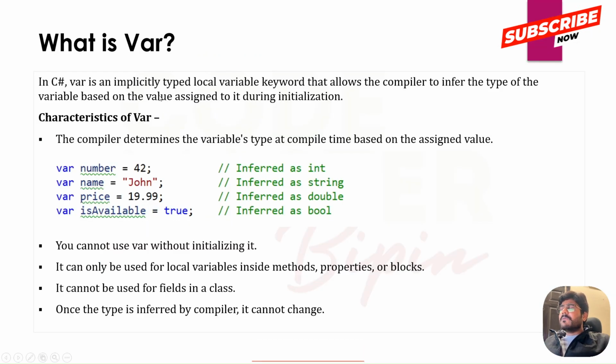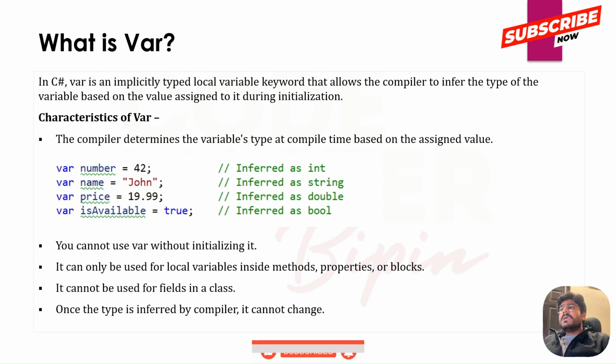Now we have one keyword available in C#, var, and another keyword in C# is dynamic. First of all, we are going to understand what is var and how it can be used in our project. In C#, var is nothing but an implicit typed local variable that allows your C# compiler to infer the type of the variable based on the assigned value. And this entire process happens during the initialization. Let's understand it in another way.